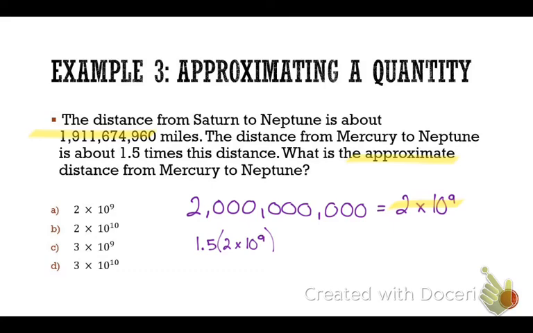Okay, look here. What is 2 times 1? 2. What is half of 2? 1. What's 2 plus 1? 3. That's it. Okay? So 1.5 times a number is that number plus half of its value.